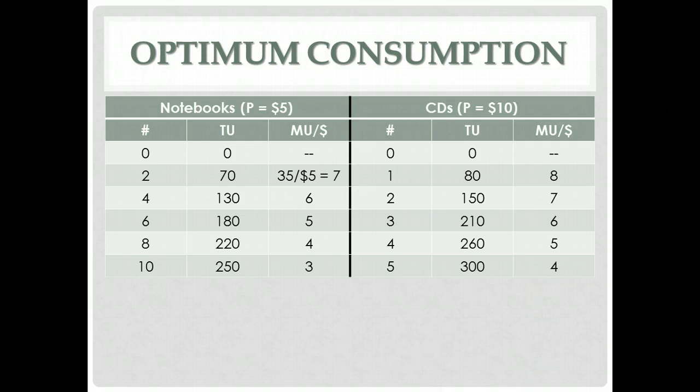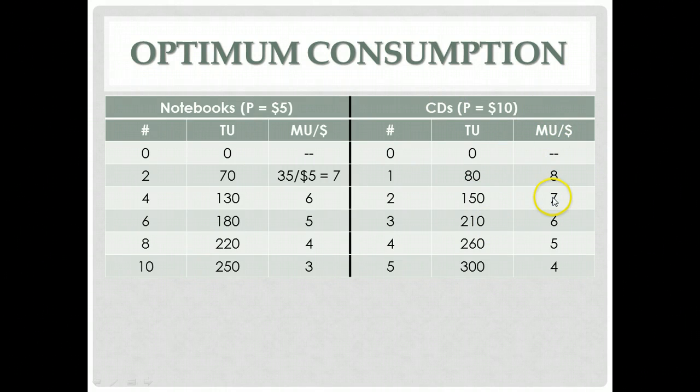So how do I decide? Well, I look and say which of these 2, notebooks or CDs, brings me the most marginal utility per dollar spent, and I can see that it's CDs. The first CD brings me 8 marginal utility per dollar versus notebooks which only give me 7. So I will buy a CD first. Then I say, okay, well, I've still got more money. I have $40 left, so what am I going to spend the $40 on?